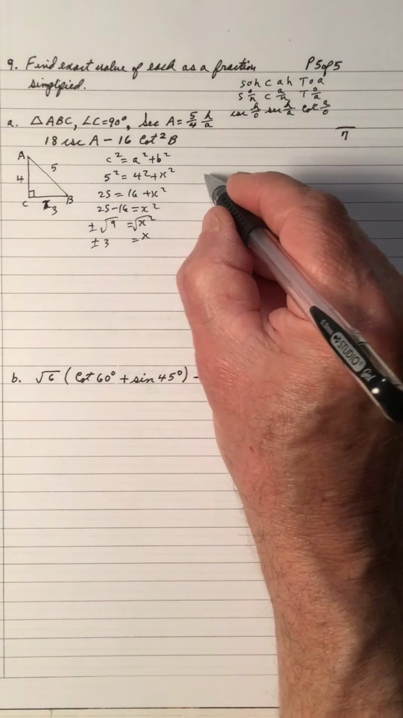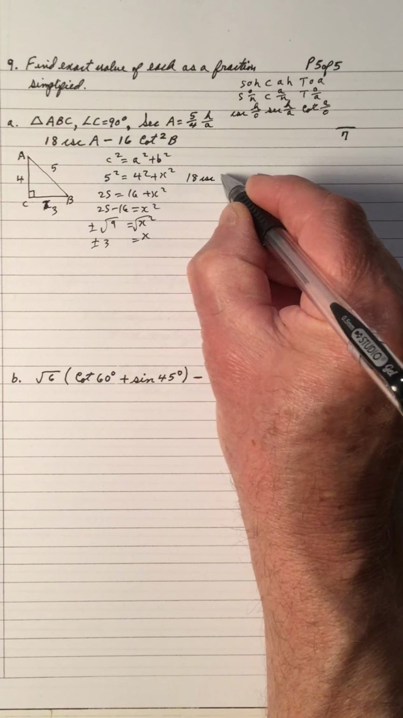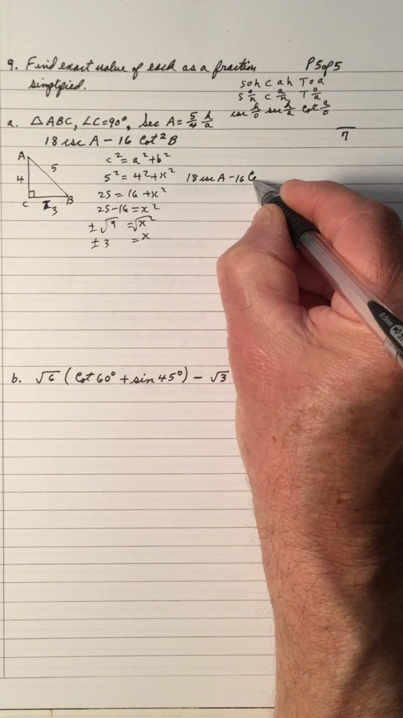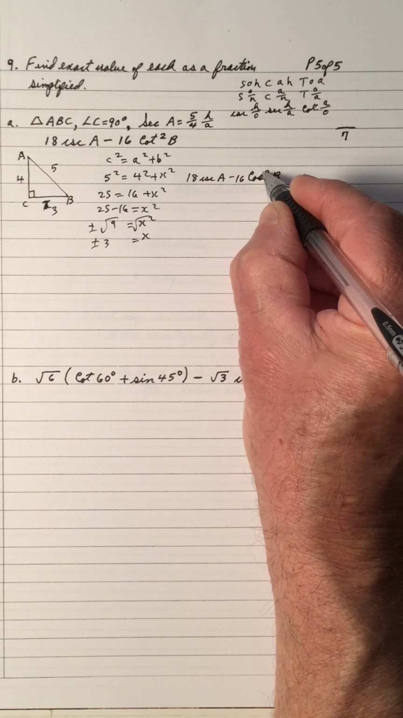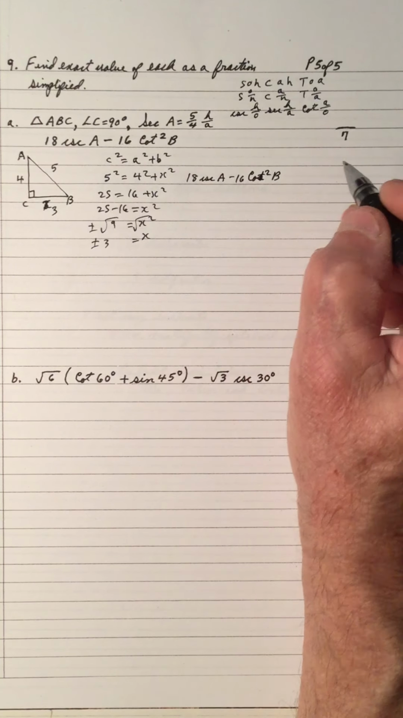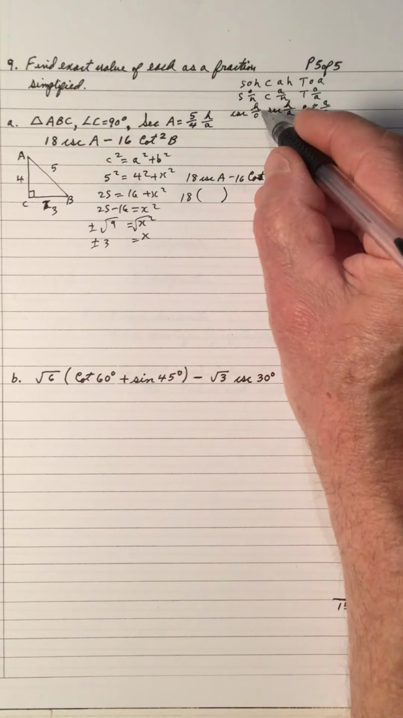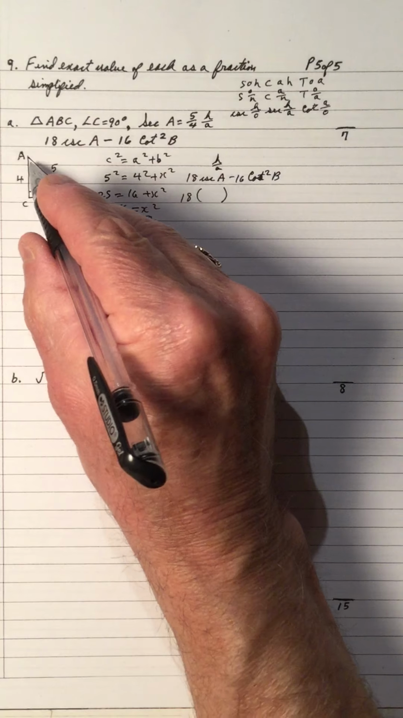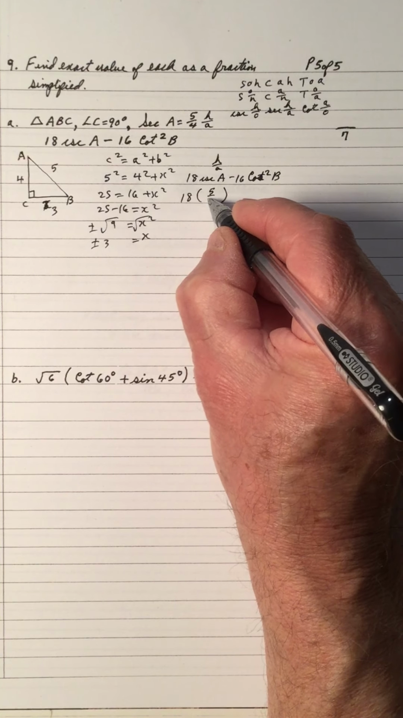Now we have to write out our statement: 18 cosecant A minus 16 cot squared B. So we have to work out the cosecant of A. Cosecant is hypotenuse over opposite. In terms of A, the hypotenuse is 5 and the opposite is 3. Done.